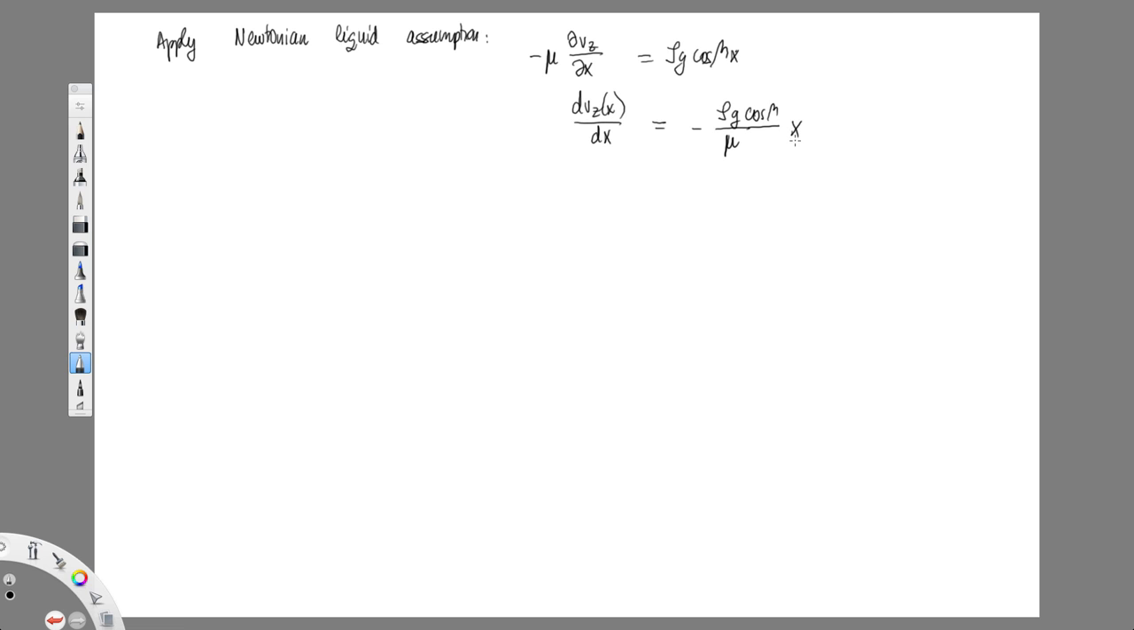So we're going to apply the Newtonian fluid assumption. So my tau xz is minus mu dvz dx, equal to rho g cosine beta x. This is really dvz of x dx, because I only have dependence on x, so I can switch from partial to regular derivatives. It is minus rho g divided by mu cosine beta x. So my vz of x is minus rho g cosine beta over mu times x squared over 2, plus some constant C2.